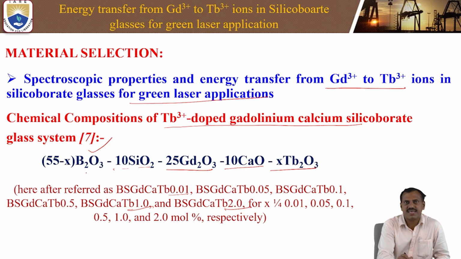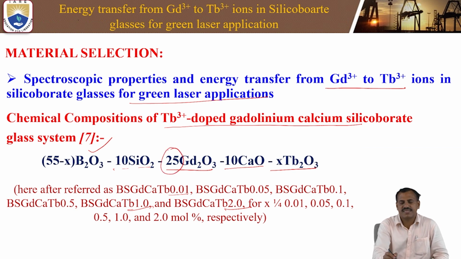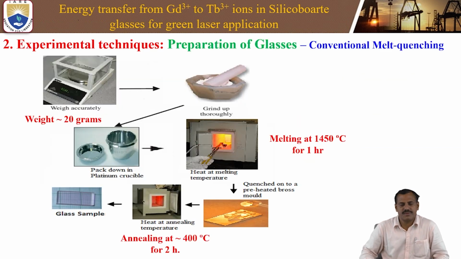In this silicoborate glass, we take the highest mole percentage of boron trioxide, and lower concentrations of 10 mole percent calcium oxide and silicon dioxide, and 25 mole percent gadolinium oxide, which is in the modifier. That is why in this material energy transfers from gadolinium-3 plus to terbium-3 plus. That we are going to study in the present study. That is why this paper shows the energy transfer from gadolinium-3 plus to terbium-3 plus ions in silicoborate glasses for green laser applications. The silicoborate glasses are prepared using the melt quenching technique.